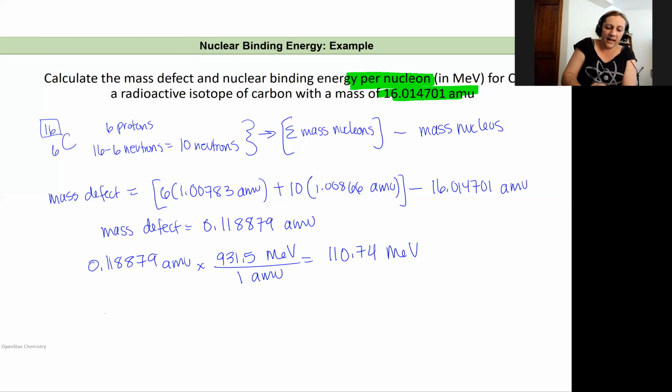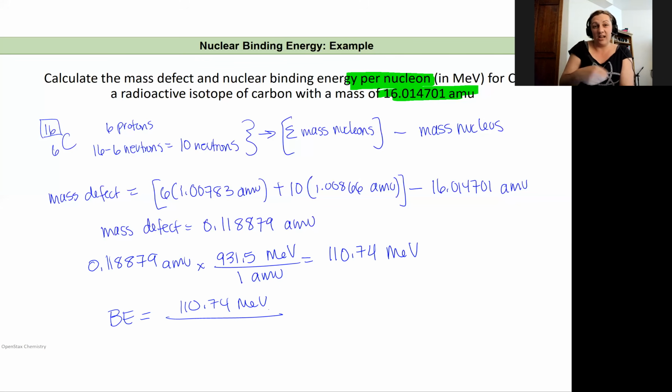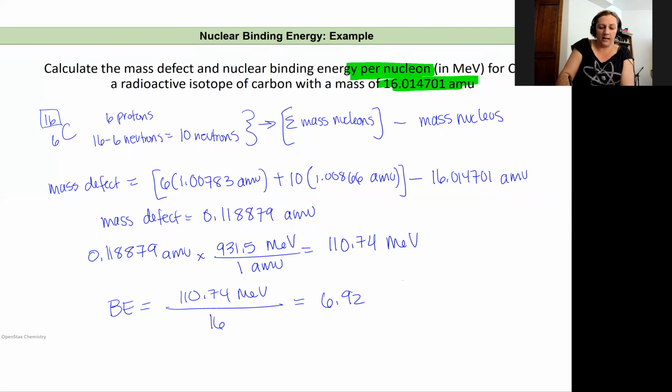So I'm going to take that to calculate the binding energy. I'm going to take that 110.74 mega electron volts and divide it by the 16 nucleons that are in my nucleus. So that's the protons plus the neutrons. When I do that, I get a value that is 6.921 mega electron volts per nucleon.